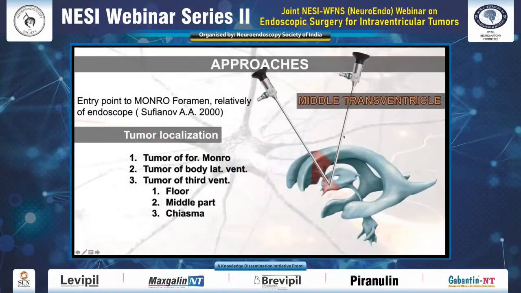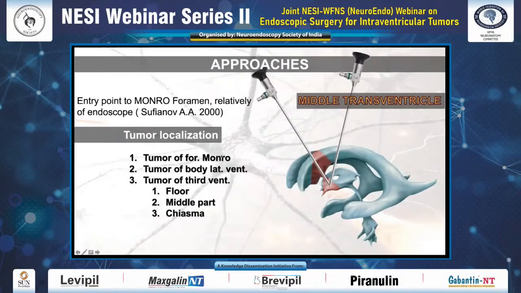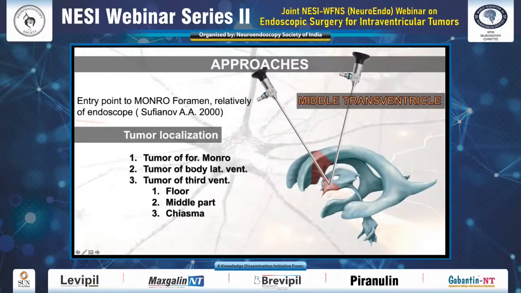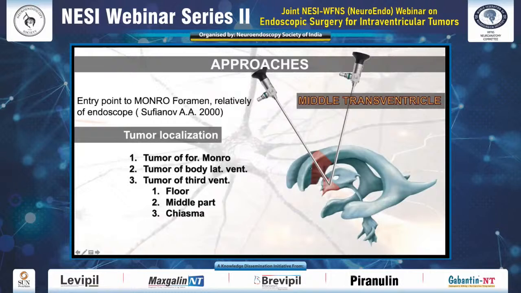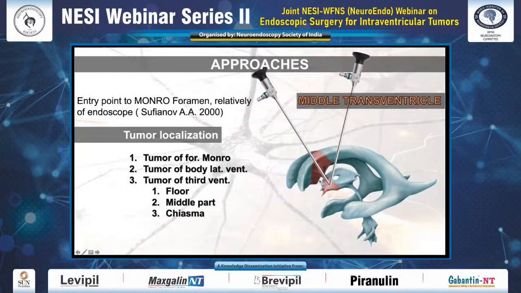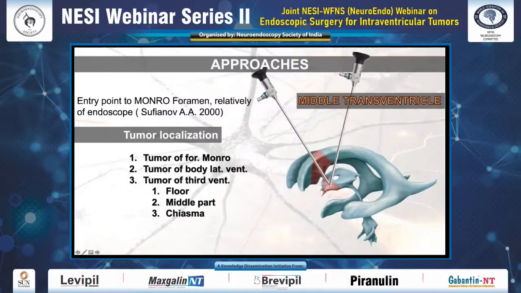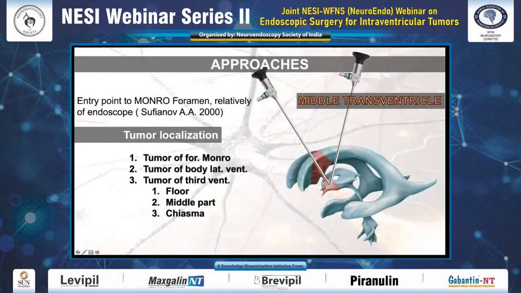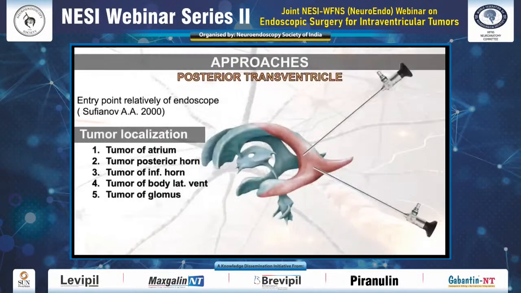Again, the middle transventricular approach. Also, you see how I do it. It's for tumors mainly near the foramen of Monro again, tumors in the body of the lateral ventricle, and tumors of the third ventricle, mainly on the floor and middle part, and also the chiasm. This is the main indication for this kind of approach.